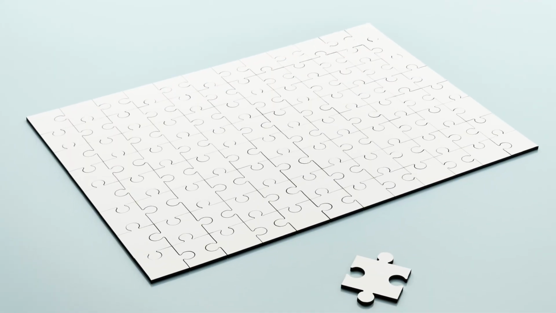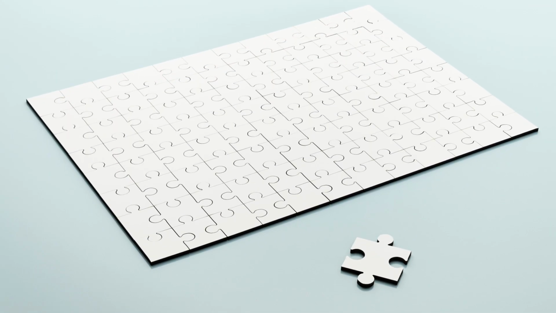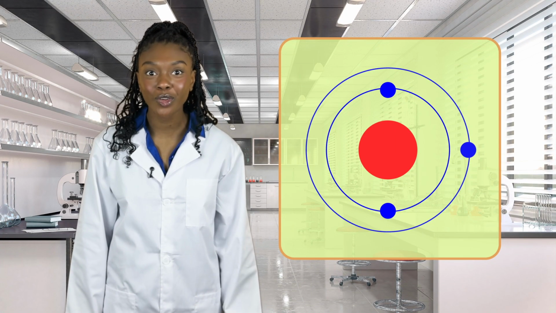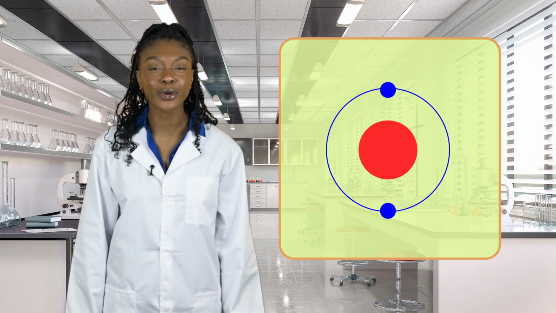Now imagine your puzzle is finished, but you have an extra piece that you don't need. You'd probably want to get rid of it. Atoms also do this. If an atom has 1 or 2 valence electrons, it's eager to give them away to reach a full outer shell.